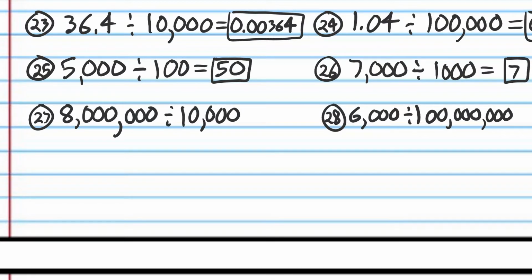All right, we're back. So we have 4 zeros, and we're dividing, so we're going to get rid of 4 zeros, and that leaves us with 800. So if you got 800, good job.